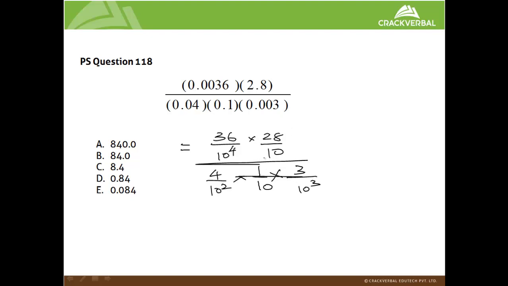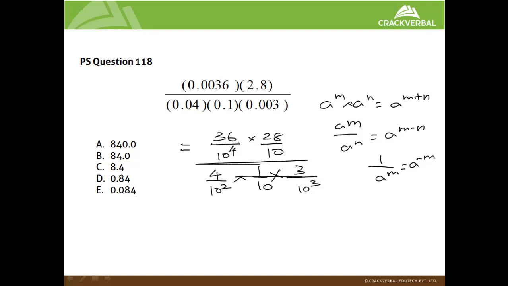So now next step, if you don't know the basic exponent rules, quickly recollect them. A power m into a power n is always a power m plus n. Likewise a power m divided by a power n is a power m minus n. Same base, different power. Whenever we are multiplying, we can add the powers. Whenever we are dividing, we can subtract the powers. Likewise 1 by a power m is always a power minus m.